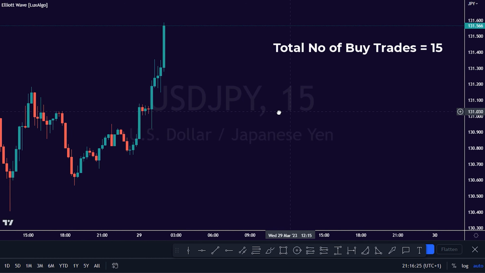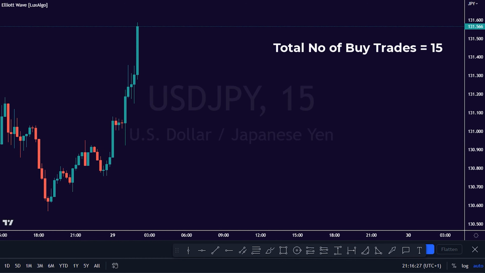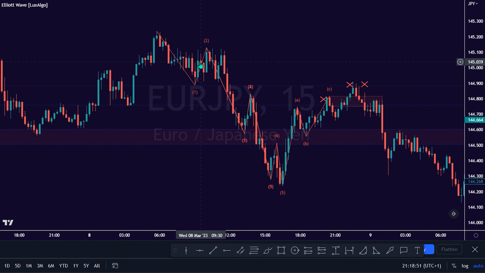Out of the 15 buy trade setups traded, I have 10 winning trades and 5 losses. Time to backtest this indicator for riding a bearish trend.